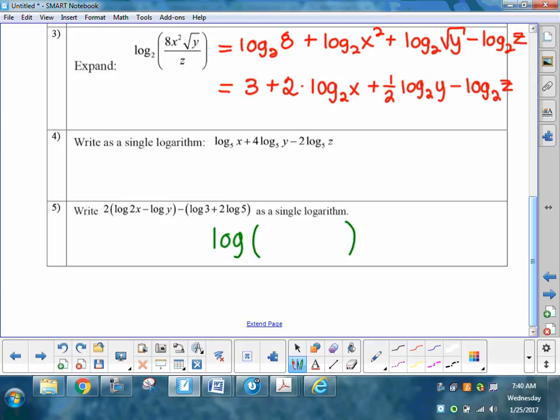For the last one, would it be log base 2 of 25 plus 2? Yeah, this goes to 25. You can keep going. And then we strip it out.